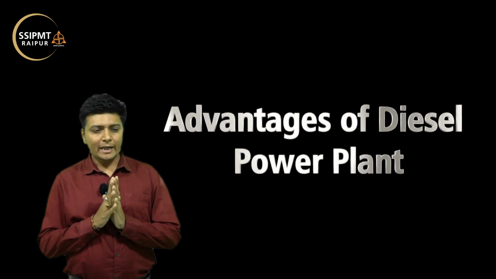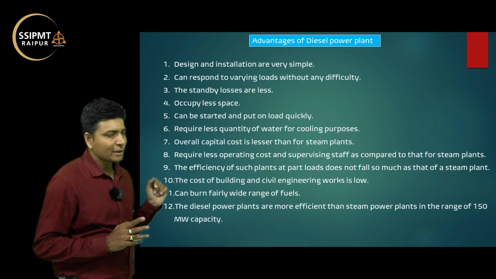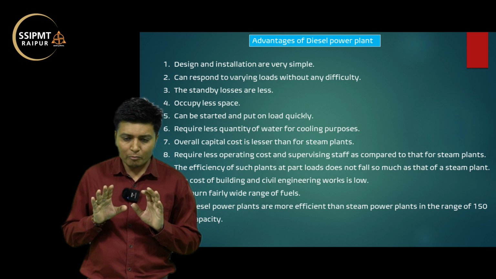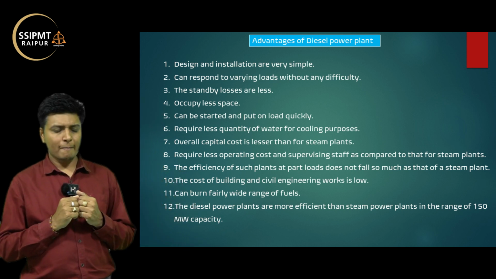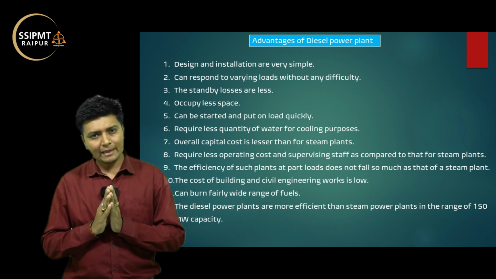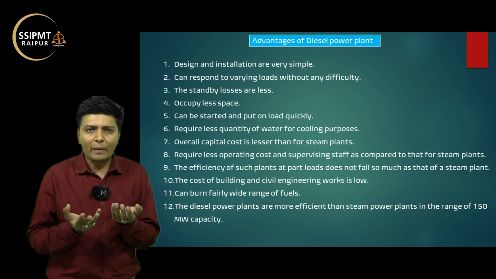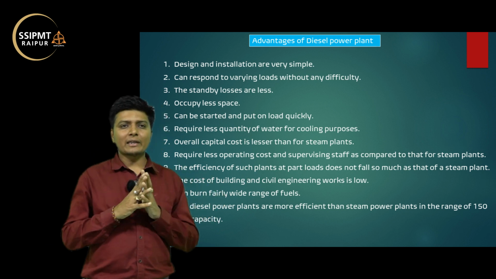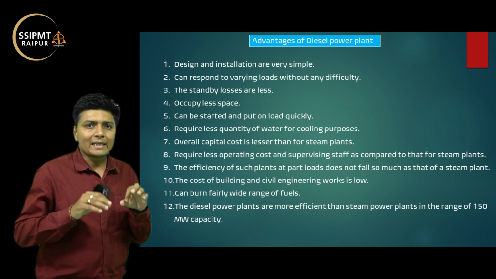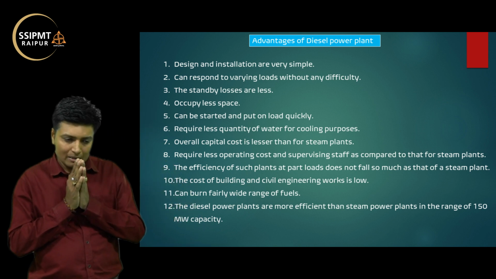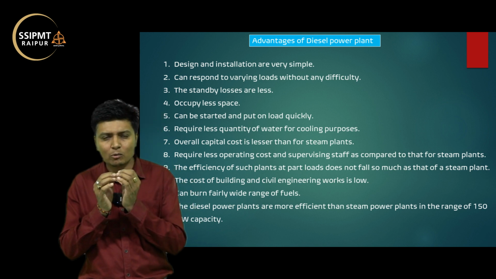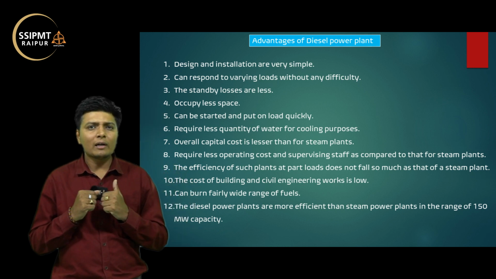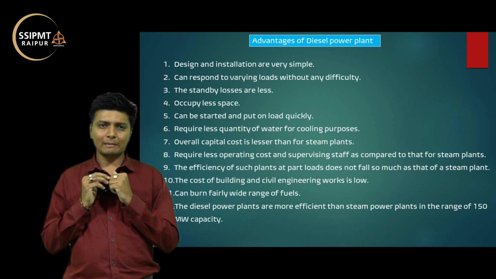Now let's see the advantages of a diesel power plant. First advantage is that design and installation are very simple. Second, it can respond to varying loads without any difficulty. Third, the standby losses are very less. Fourth, it occupies less space as compared to other power plants, such as a thermal power plant. Fifth advantage, it can be started and put on load quickly. Sixth advantage, it requires a less quantity of water for cooling purposes. Seventh, overall capital cost is lower than for steam plants.